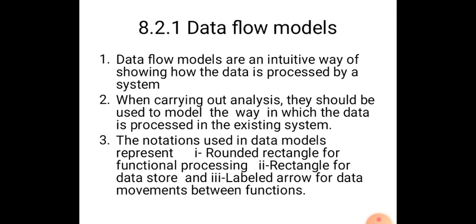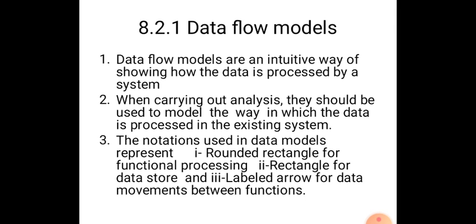So this data flow model helps in analysis of the system. Point number 3. The notations used in data flow models represent: a rounded rectangle represents functional processing, a rectangle represents a data store, and labeled arrows represent data movements between the functions.